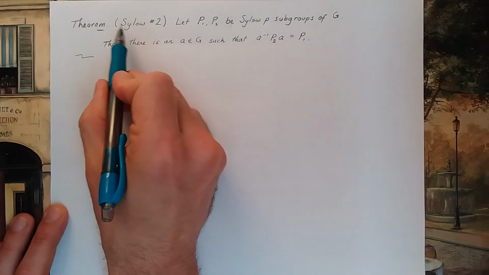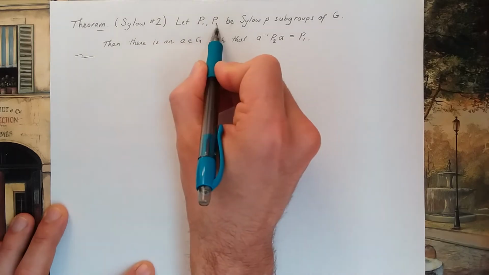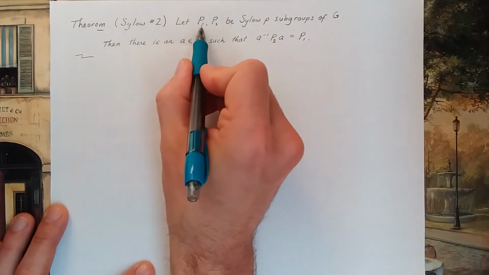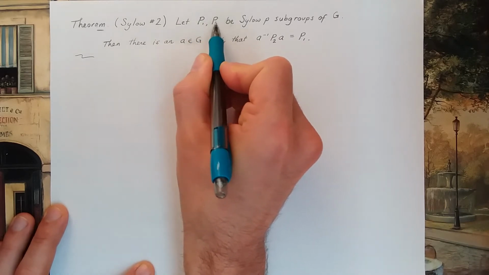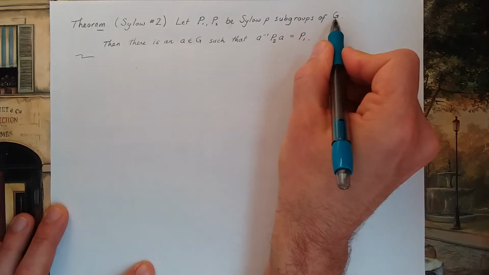So this is Sylow's theorem number 2. Let P1 and P2 be Sylow p-subgroups. Now remember what that means. It means that the size of P1 and the size of P2 are the highest prime power that divides the size of the group.